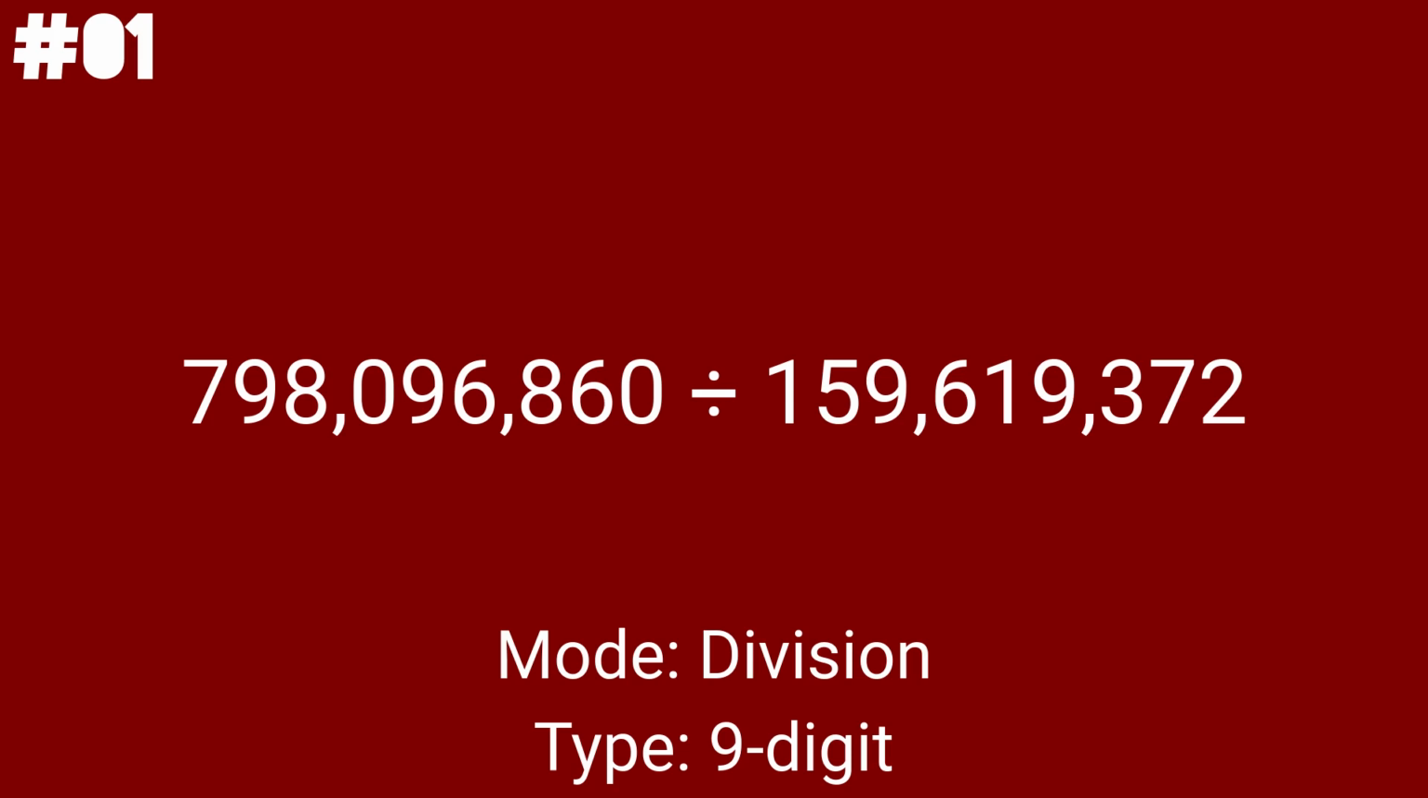798,096,860 divided by 159,619,372 is the last division problem. And what's noteworthy about this problem is that it has a 9-digit divisor. That's what to know, right?